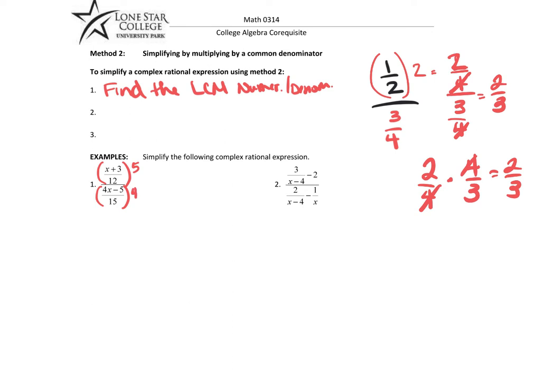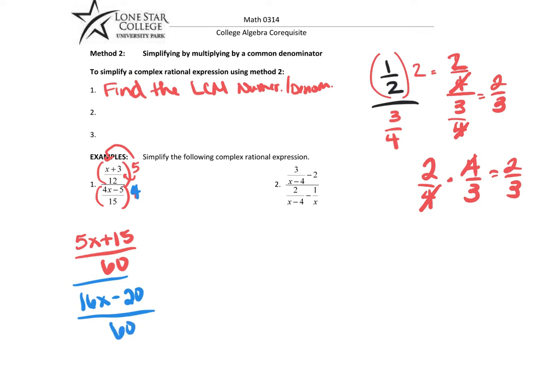Right? And so here's what happens when I do that. I get 5x plus 15, because I multiplied everything in the top by 5, over the common denominator, 60. The bottom, I'm going to multiply everything by 4, over 16x minus 20. And again, that's over 60. Notice they both have the same common denominators. So I'm left with 5x plus 15 over 16x minus 20.